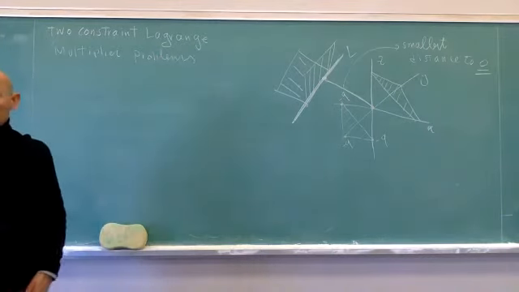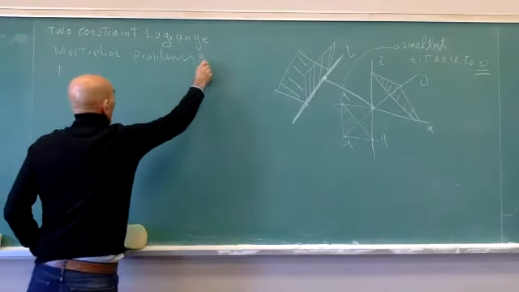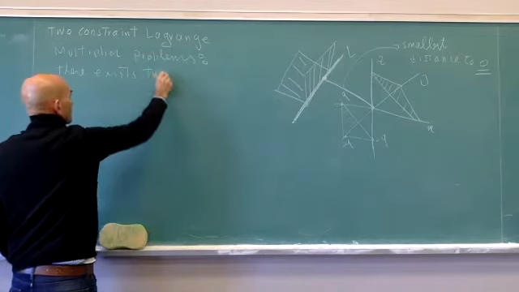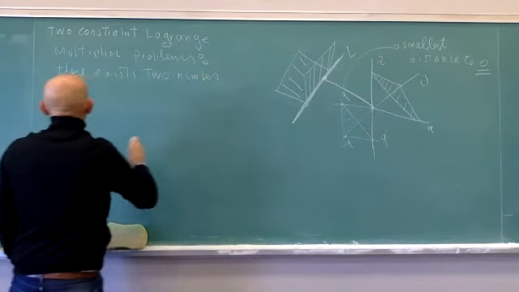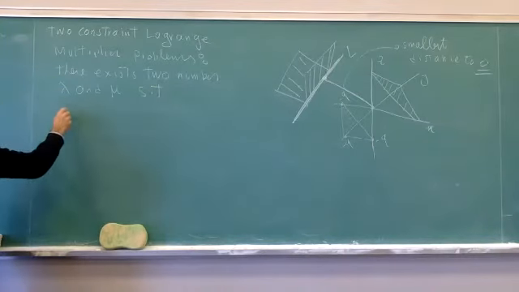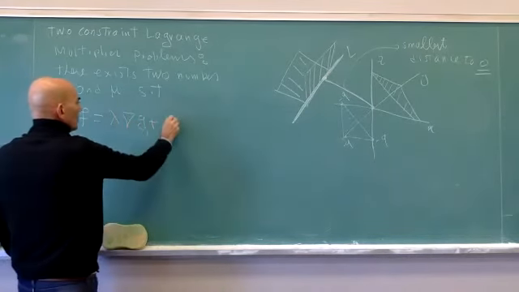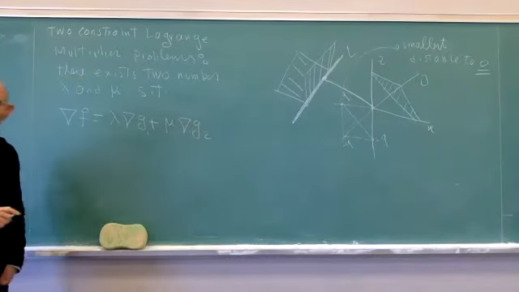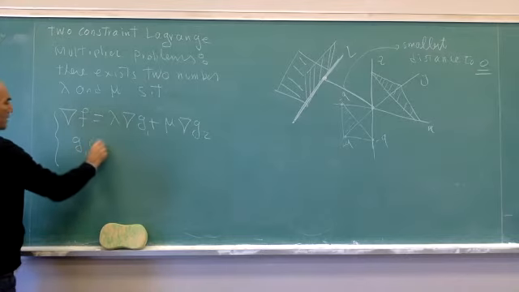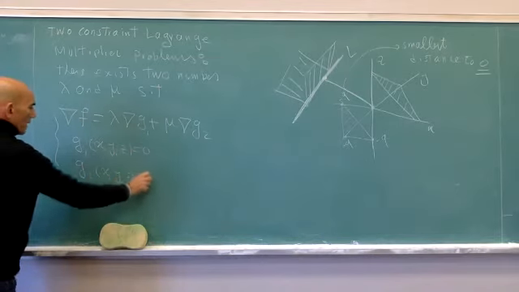So in this case, it says that there exist two numbers, lambda and mu, such that the gradient of f is equal to lambda times the gradient of g1 plus mu times the gradient of g2, where g1 and g2 are constraints, and g1(x, y, z) equals 0, g2(x, y, z) equals 0.